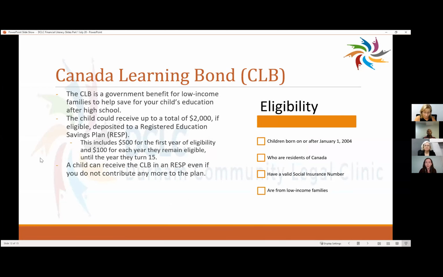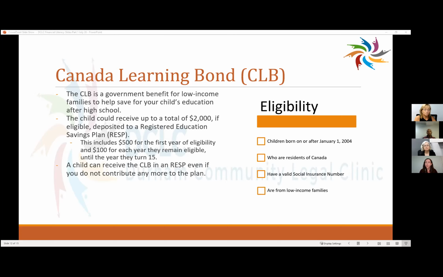Okay, so one thing to bring to your attention as well is something called the Canada Learning Bond. This is a government benefit, and it's something that can be added to a registered education savings plan, sometimes known as an RESP. It's for children from low-income families, and it's to help save for their education after high school. In total, the child could end up receiving up to $2,000 if they're eligible, which is deposited into an RESP.